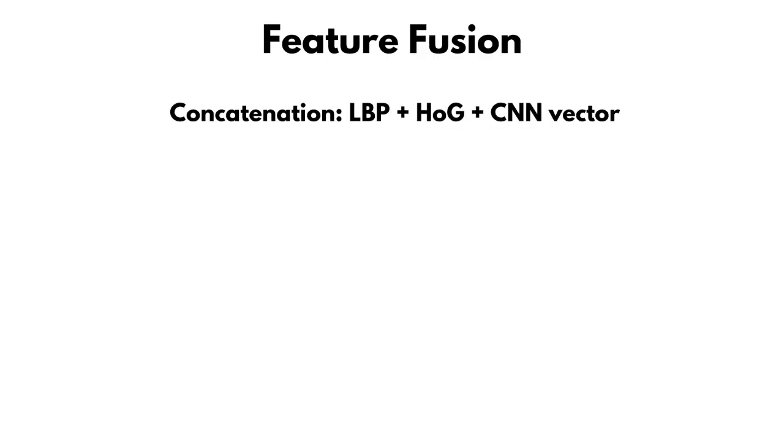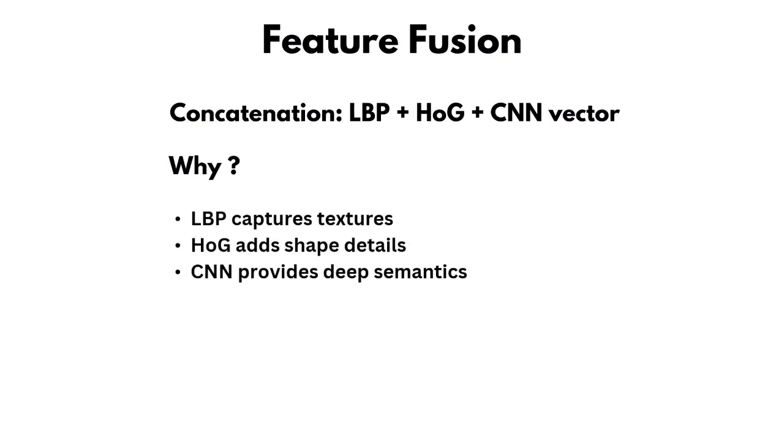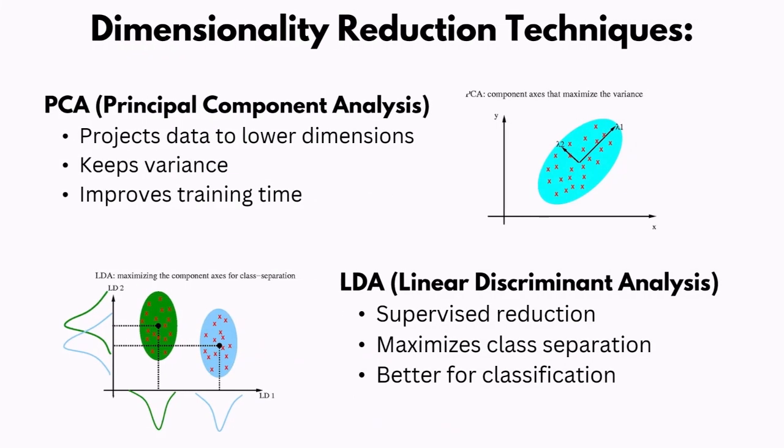We combine LBP, HOG and CNN features into a single fused vector to get a richer representation of each face. Why? Because LBP captures textures, HOG adds shape details, CNN provides the deep semantics, and fusion creates a rich representation of each face. However, these vectors were high dimensional, so we applied dimensionality reduction. PCA was used to preserve variance and remove redundancy. LDA helped improve class separation and made classification more efficient.